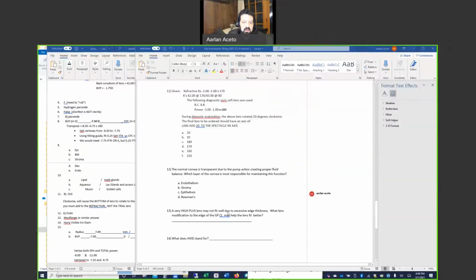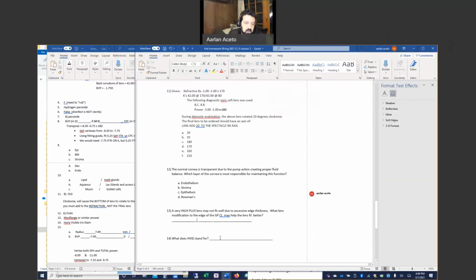We're essentially shaving off the front of the lens edge thickness so that it fits better with the lid interaction. So what lens modification to the edge of the GP may help it? Minus lenticular, myoflange, anything along that line should suffice.